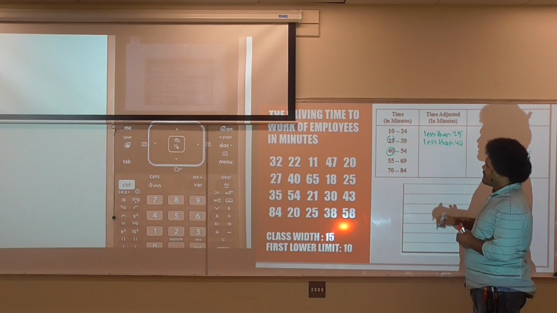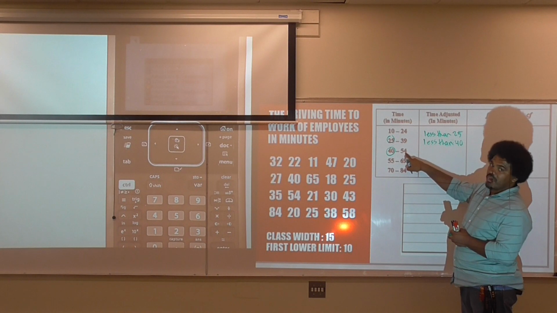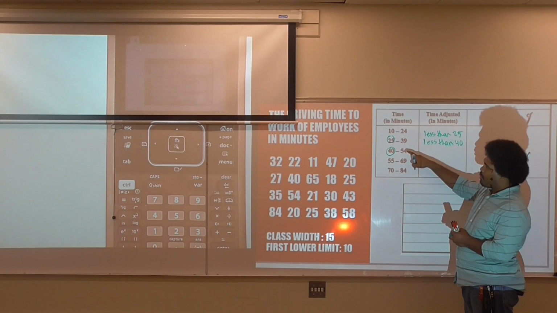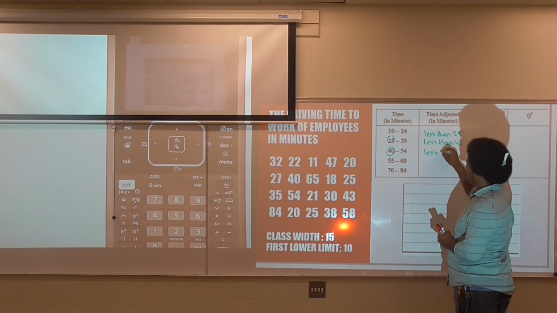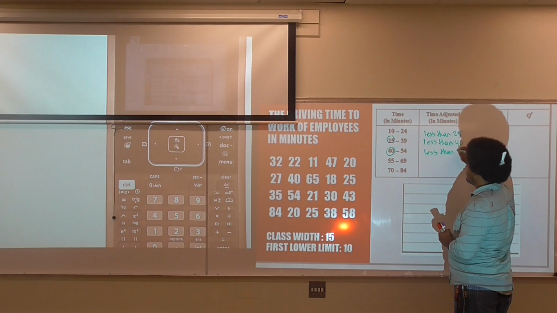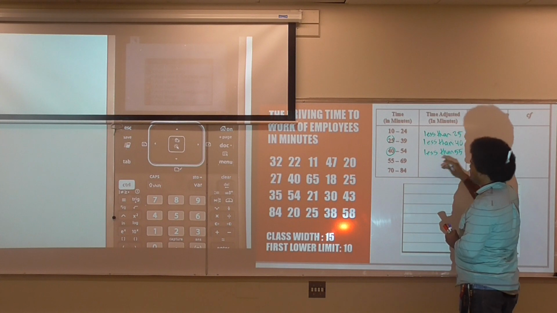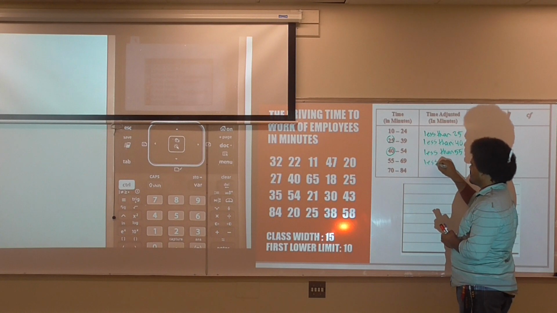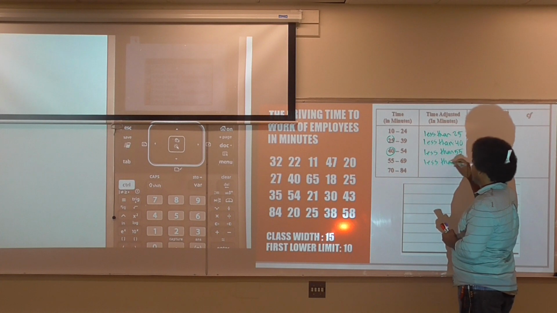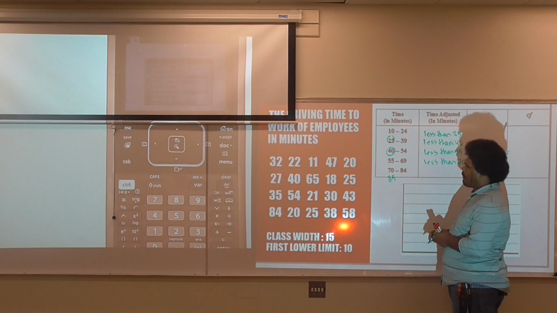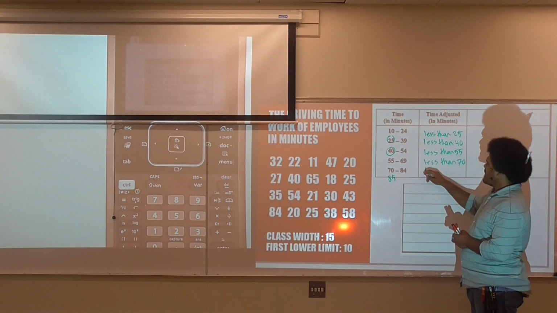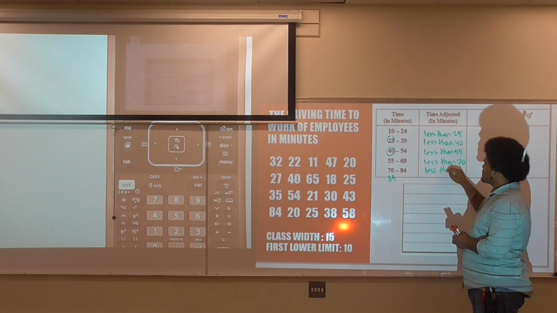We'll repeat the process again. For this interval, this is not the real limit, this is only the upper limit. The real limit is over here. So we're looking at less than 55. And I repeat the process again. Less than 70. And over here, understand the upper limit is actually supposed to be 85, like I said before. So over here would be less than, and we're looking at 85.